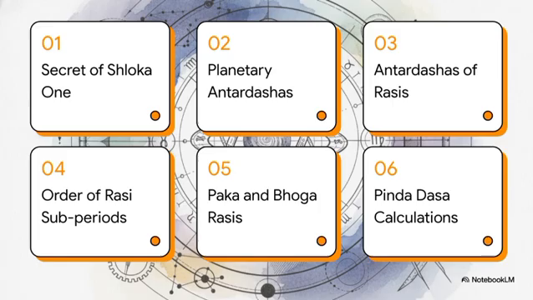All right, here is our mathematical progression for today. We'll be covering the secret of Shloka 1, Chaudaday and Kentradi planetary Antardashas, the Antardashas of the Rasis, their specific order, Paka and Bhoga Rasis, and we'll wrap up with the calculations in Pinda Dashas.